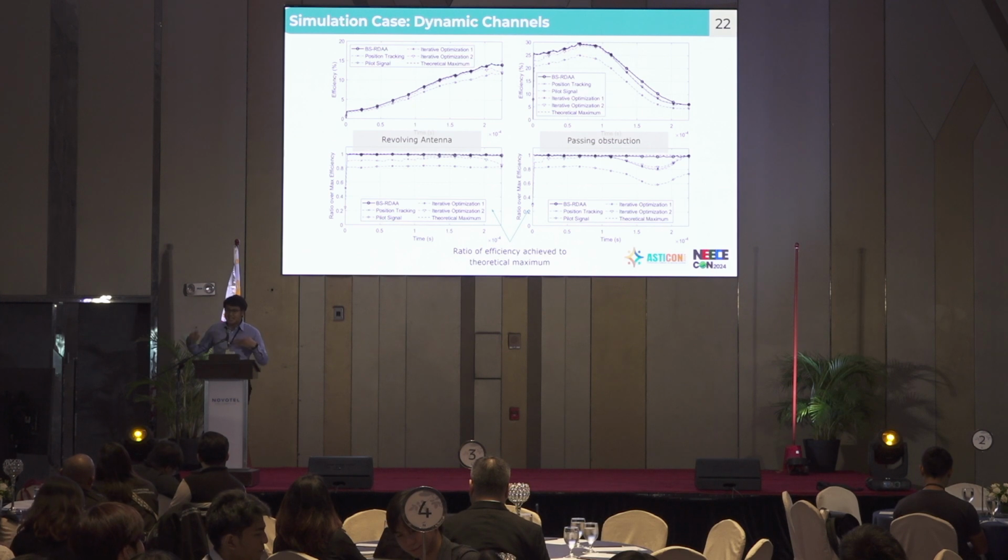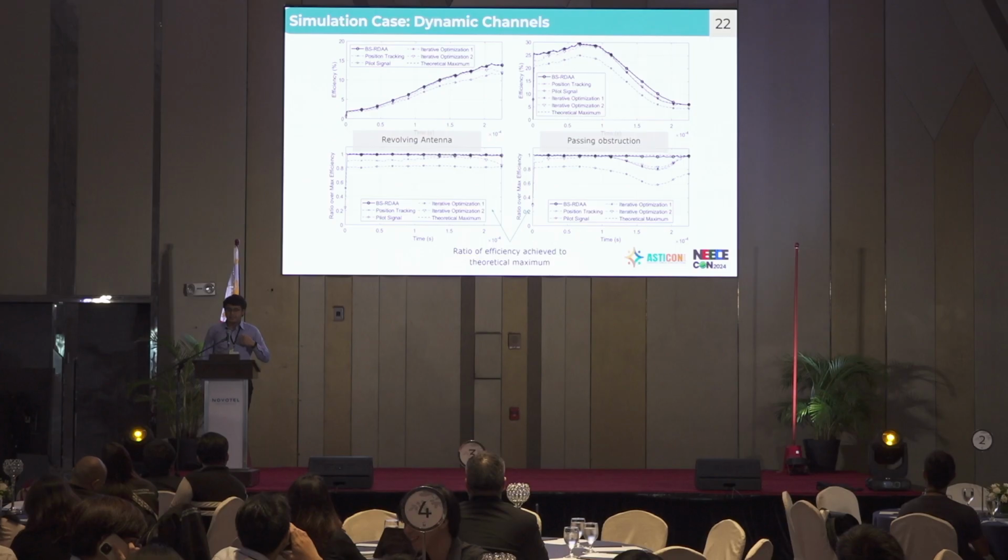So as you can see here, from the worst alignment, it revolves towards the best alignment case. And you can see that the efficiency of all cases increases. That's the graph on the upper left. The lower left graph is just the ratio of the efficiency with the theoretical maximum.